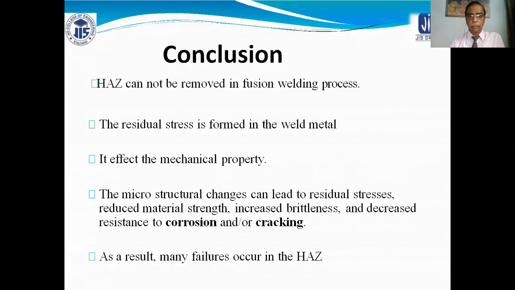So we have concluded the effect of temperature and metallurgical aspects of welding.